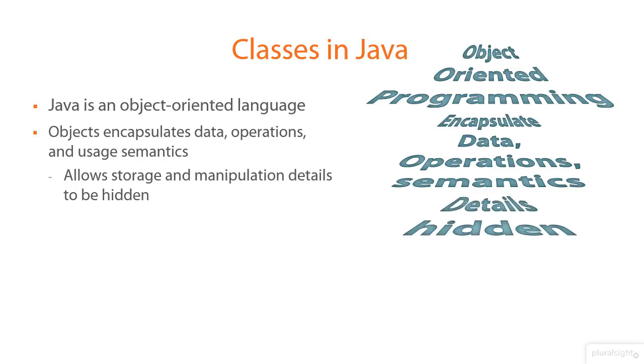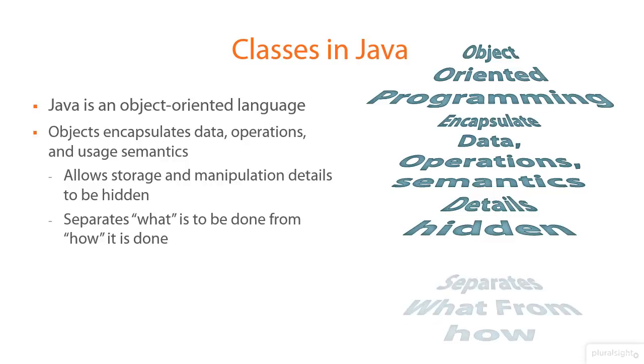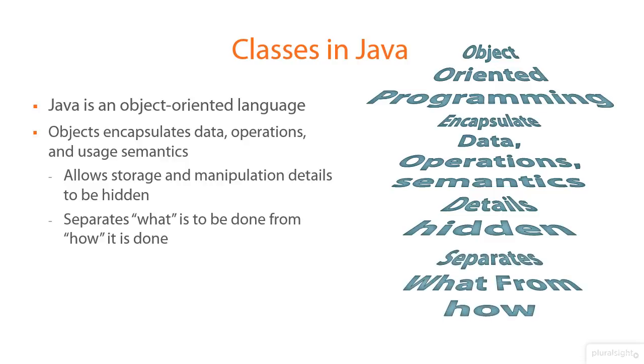Objects allow the storage and manipulation details of things to be hidden, right? So that when someone's working with an object, they focus on what they want to have done. It's not their concern how it's done, right? The class implementer or the object implementer actually focuses on the how. The consumer or user just focuses on the what, right? So that's a really powerful idea that allows us to build more complex programs.